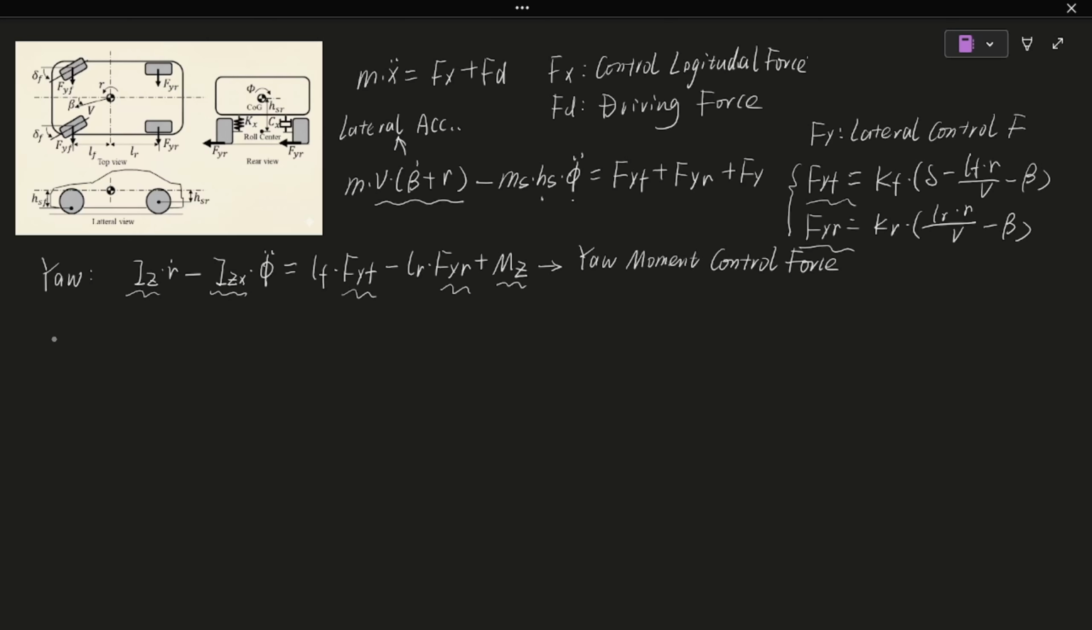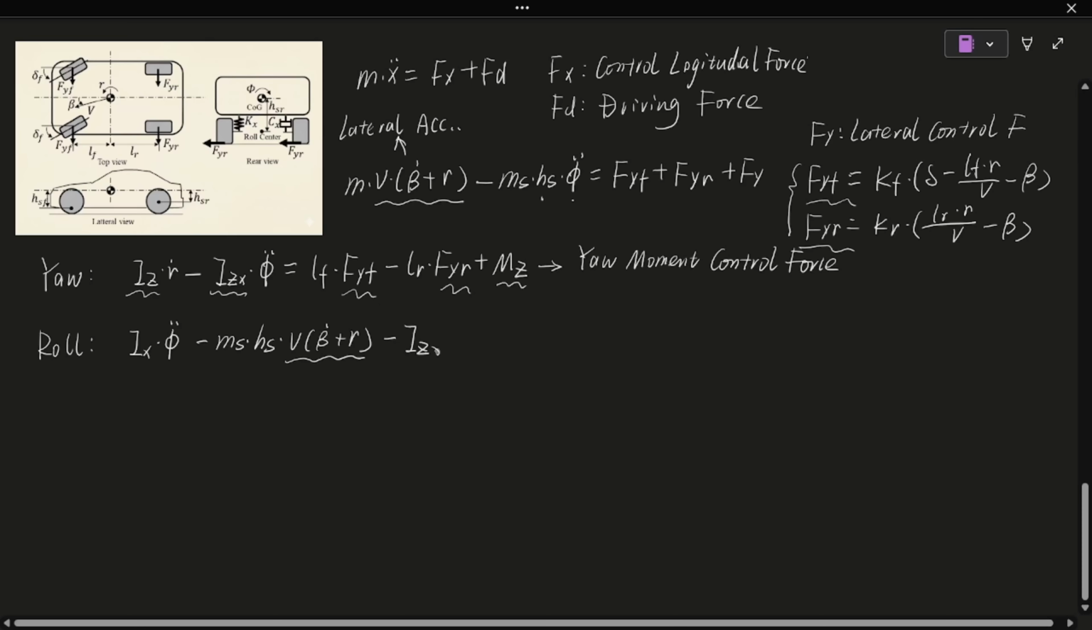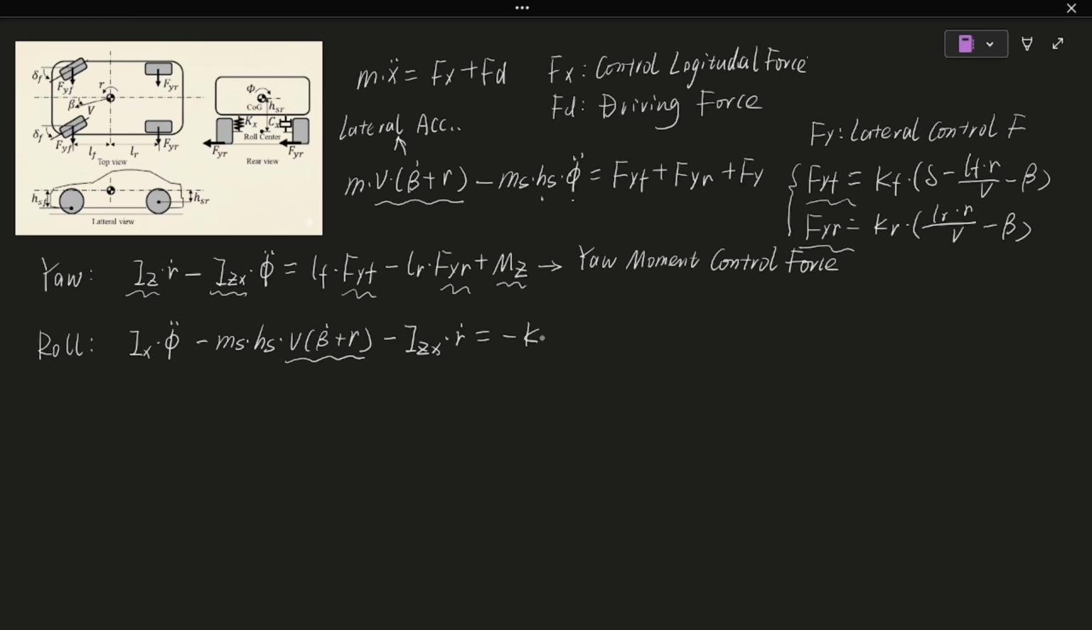Next, the roll motion equation. Ix times phi double dot minus ms times hs times v times (beta dot plus r). Here, v times (beta dot plus r) is the lateral acceleration, minus Izx times r dot equals minus Kx times phi minus Cx times phi dot plus Mx. Mx is the roll control moment. Kx, Cx are the roll stiffness and damping respectively.